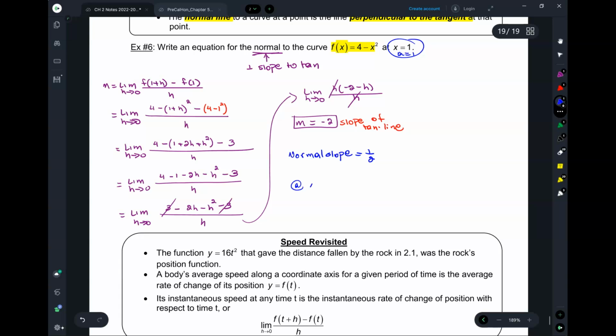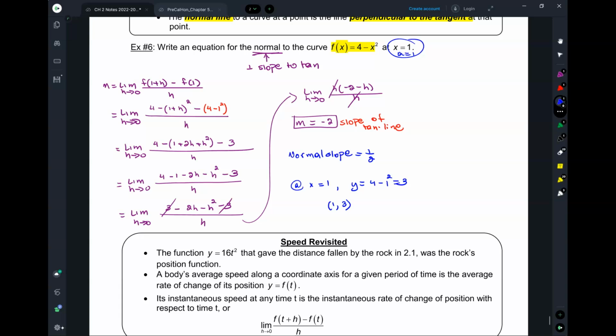Okay, so now, how do you find an equation of a line? You need a slope and a what? A slope and a point. I have the x value of the point, but I don't have the y value. So how am I going to find the y value? Easier than that. Plug in x into here. Oh, because after x is... yeah. 4 minus 1 squared, it's 3. So (1, 3) is the point.